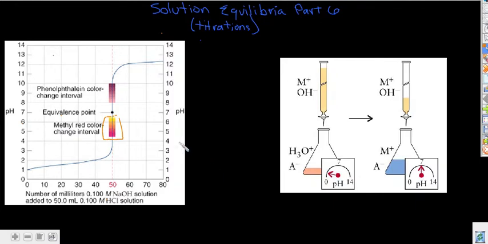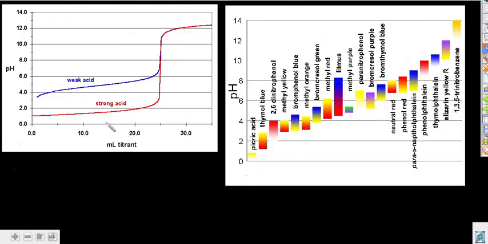Okay. So now there's a little bit more to this when it comes to looking at what happens with, let's say, a weak acid. So here in this case we had a strong acid with a strong base. That makes sense. So I want to show you the difference between a weak acid and a strong acid.